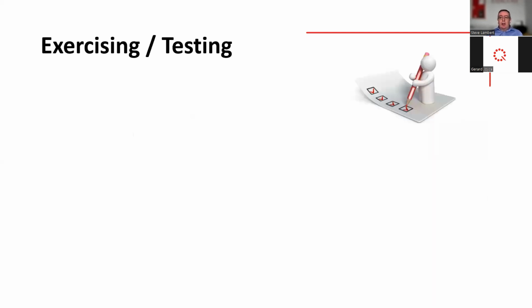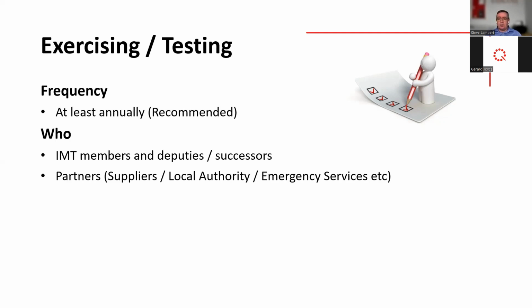Once you've done your training, certainly I would suggest that you do some exercise and testing of that plan, really. What you're not trying to do is test the actual incident management team. You're trying to test the plan. Is it fit for purpose? Is there anything that needs to be changed in that document to make it better, so that if an incident does happen, you respond in a more proactive way? Testing needs to be done, as I would certainly suggest, annually, and that includes both the incident management team and the deputies and the successors.